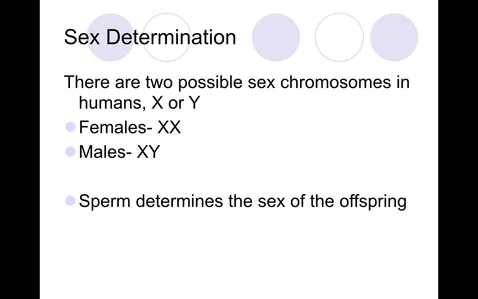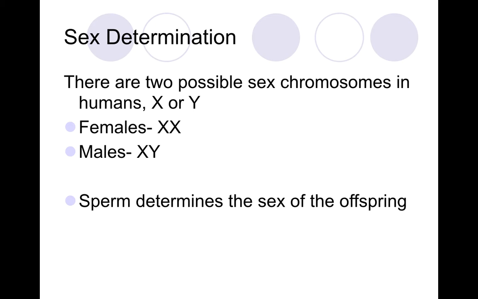Another example of possibilities that do not follow. First, let's talk about sex determination before we talk about sex-linked traits. There are two possible sex chromosomes in humans. They are X and Y. Females are double X, males are XY.